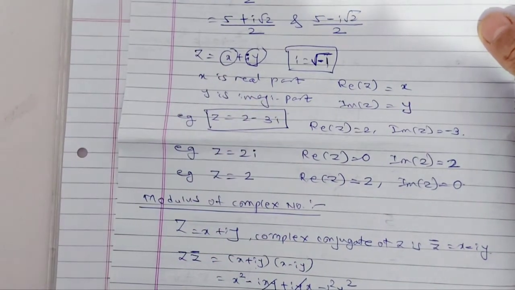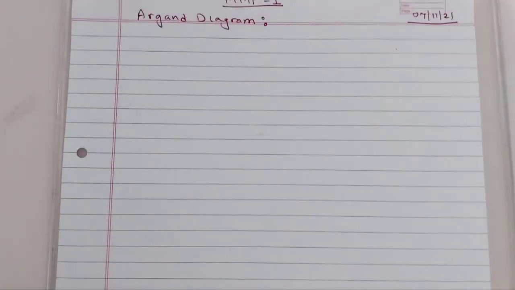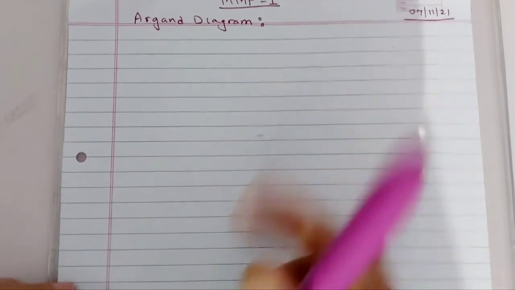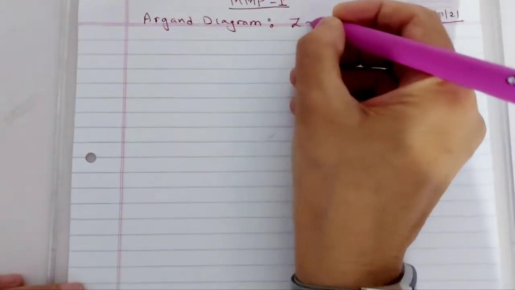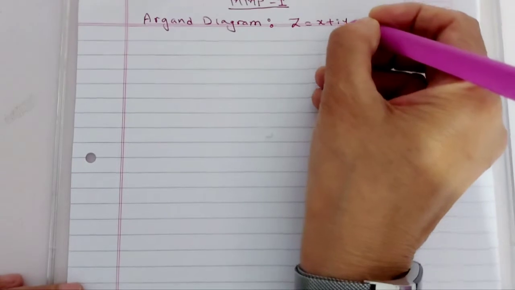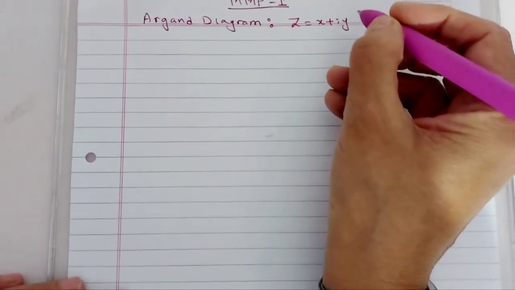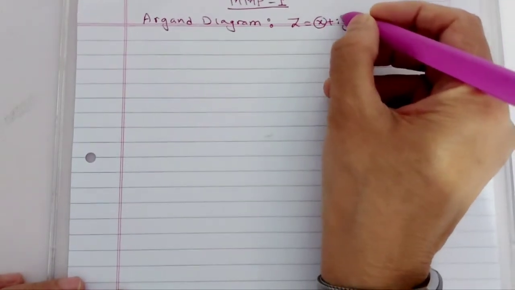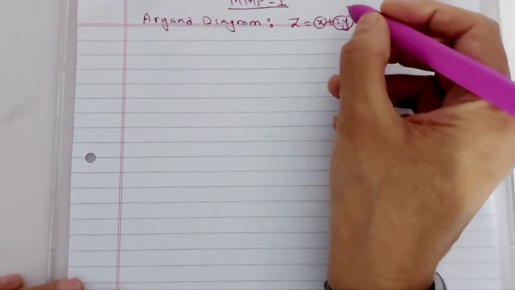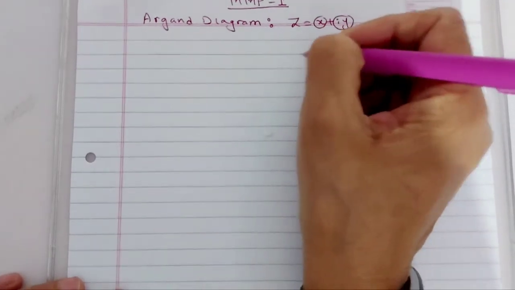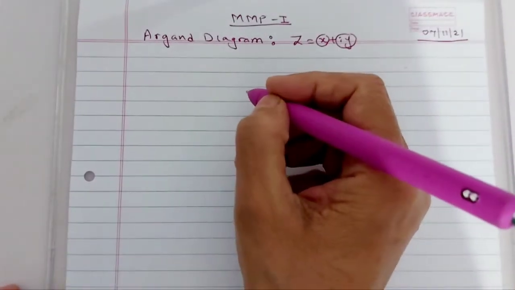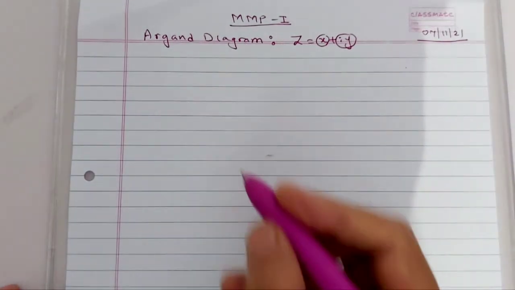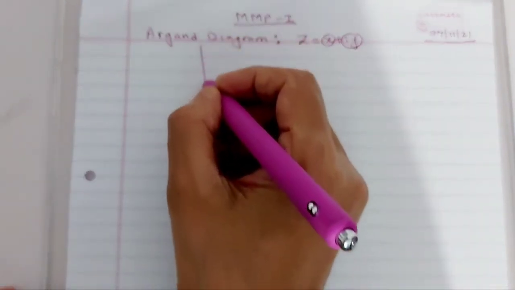Now in today's lecture I'll introduce a new concept. We now know very well that the complex number z is x plus iy, where x is the real part and y is the imaginary part. Now what will show a plane formed by the real and imaginary axis? Suppose I draw a diagram like this.